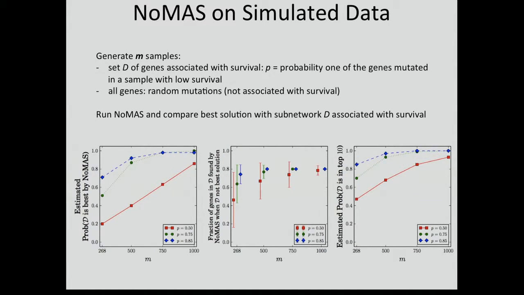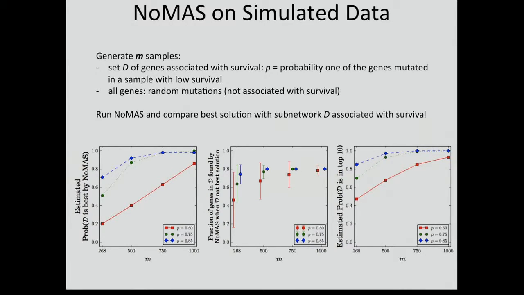And since we are using color coding, actually, we don't have only to look at the highest scoring solution. We obtain other solutions for free from this dynamic programming table. And so what we have is that if we look, for example, in the top 10 solutions identified, we identify the highest scoring solution with a probability that is at least 50% for sample sizes that are around what we have for glioblastoma multiforme, and with higher probability when we have more samples.